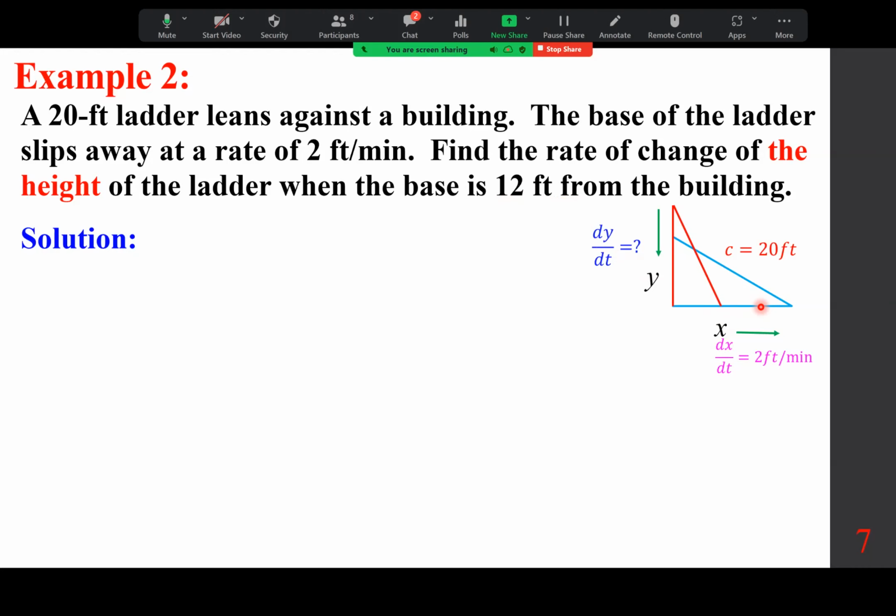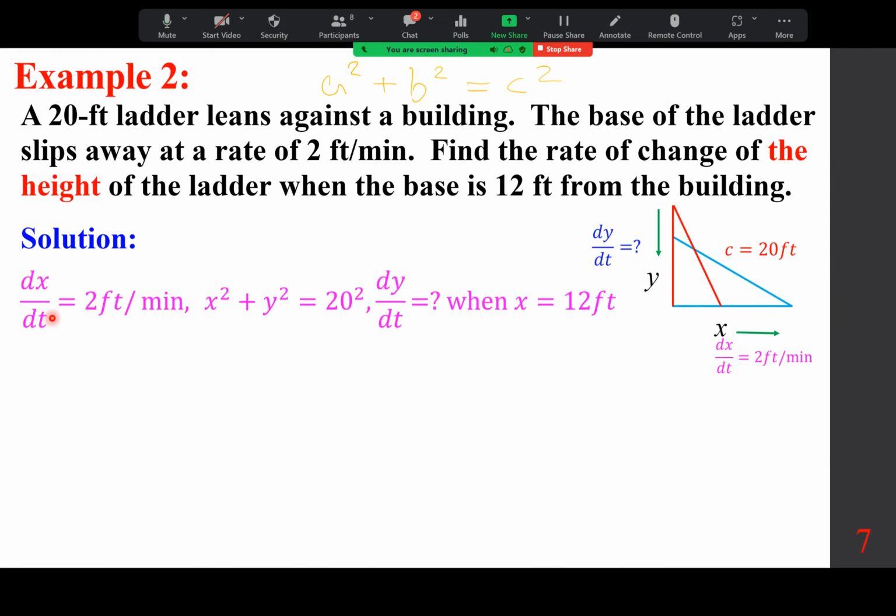Now, one formula we should know is the Pythagorean theorem that says a squared plus b squared equals c squared. Everybody remembers that, in which case it becomes x squared plus y squared equals 20 squared. So dx/dt is 2 feet per minute. This is the Pythagorean theorem. dy/dt is missing. We are interested in finding that numerically at the precise moment when x is 12 feet.